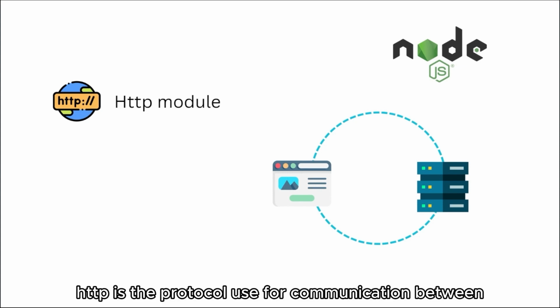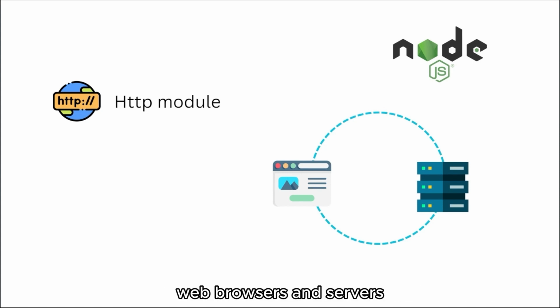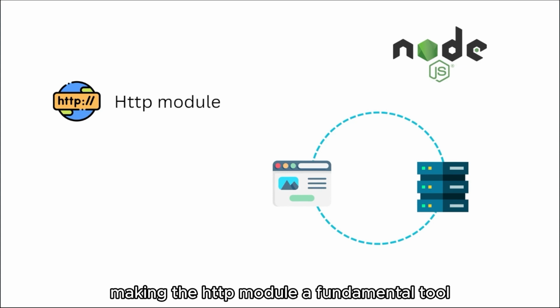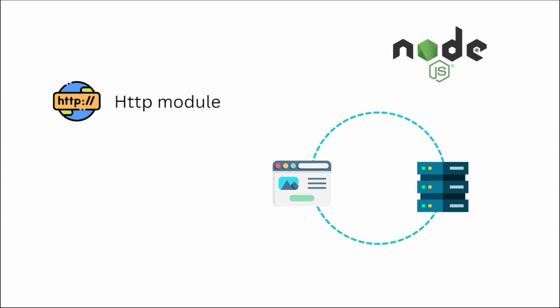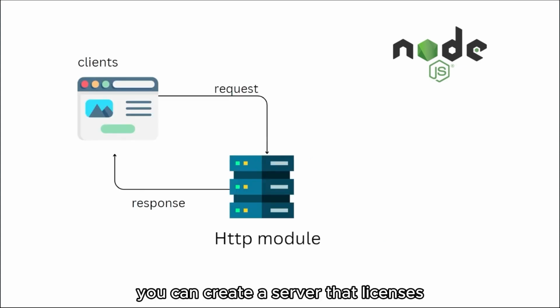HTTP is the protocol used for communication between web browsers and servers, making the HTTP module a fundamental tool for web development in Node.js. With this module, you can create a server that listens for incoming requests from clients and sends out corresponding responses. This allows you to build web applications, APIs, and other network services that can handle user interactions and deliver dynamic content.